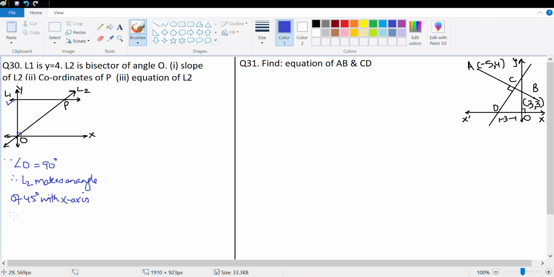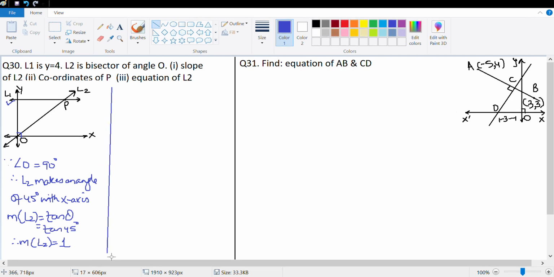So slope of L2 will be equal to tan theta, in this case tan 45 degree. Therefore slope of line L2 is equal to 1. Perfect. So we know that this is the slope of L2. My first part of the question is done.